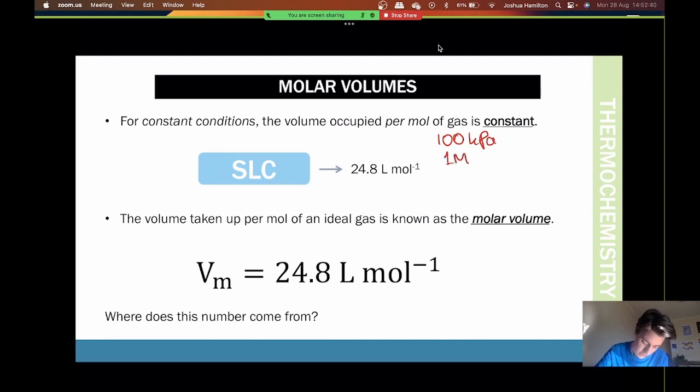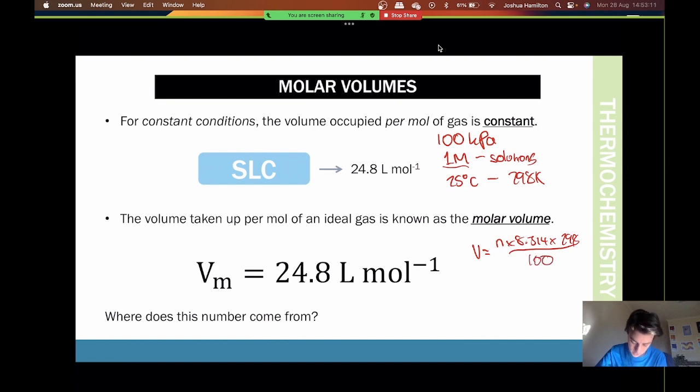We have 1 molar, which isn't as useful because this is with gases. 1 molar is more with your solutions. And we have 25 degrees Celsius, which is 298 Kelvin. So if you go and put that into your equation where you have volume equals n times 8.314 times 298 over 100 kilopascals, you end up with an answer of 24.8, and then you have V equals n times 24.8, and that's what you end up with. So really important. That's how we work through that one there.